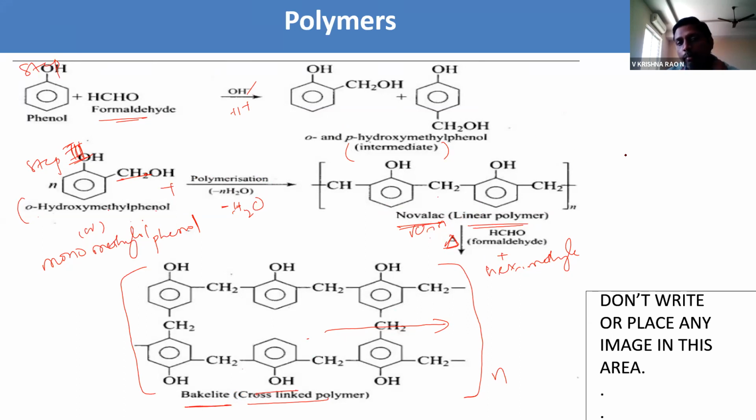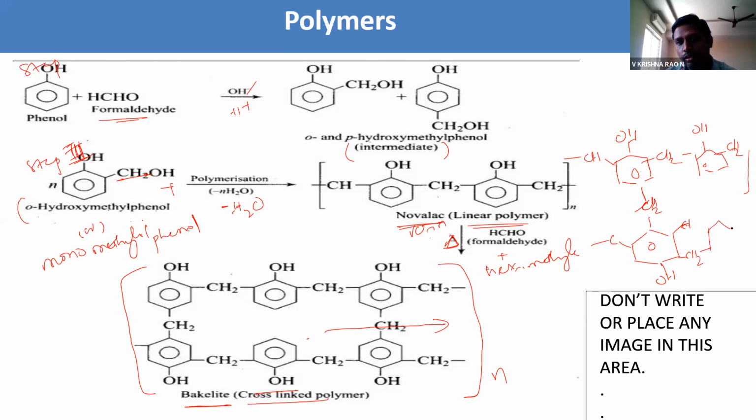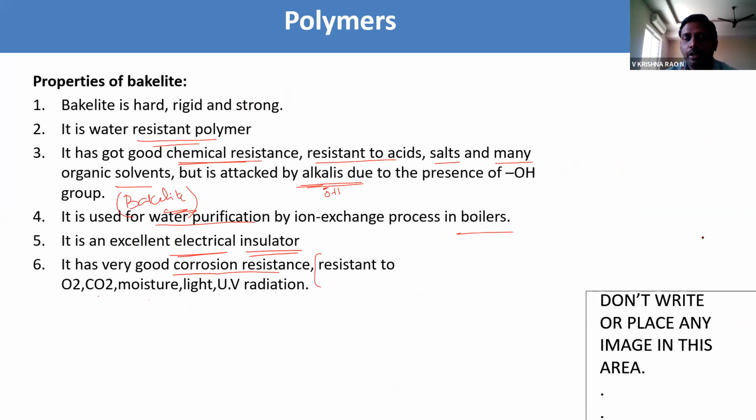Here the benzene rings have OH and CH2 groups, linked as a polymer, and again the same pattern repeats, with OH and CH2 on each benzene ring. This we call bakelite.